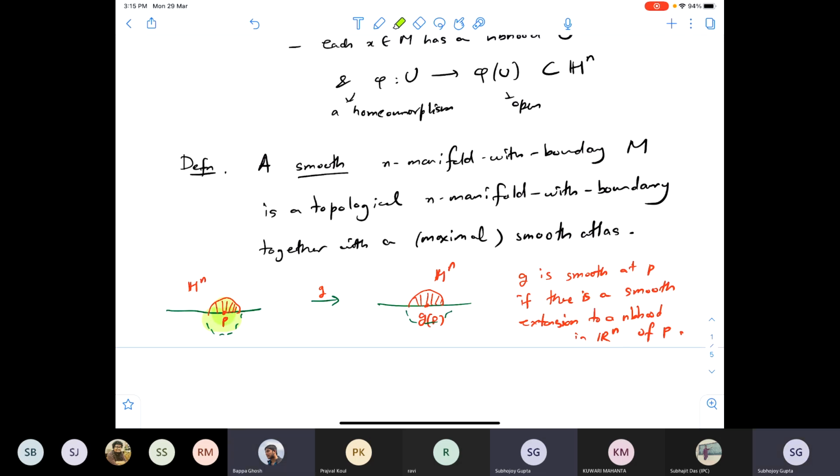Well, that you kind of already know how to do, right? Because you've seen that you can extend a smooth map from a submanifold to a neighborhood of the submanifold in the ambient manifold. This was a homework problem. So you can think of the manifold as some submanifold of Rn, and then you can extend that map or function to a small neighborhood of that submanifold. So that you can do. Okay, thank you, sir. Yeah, sure.